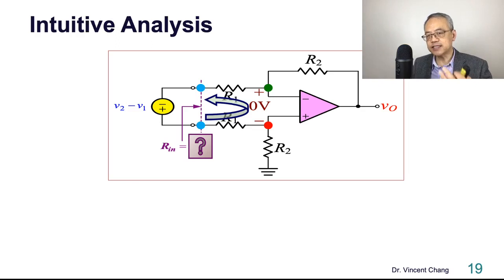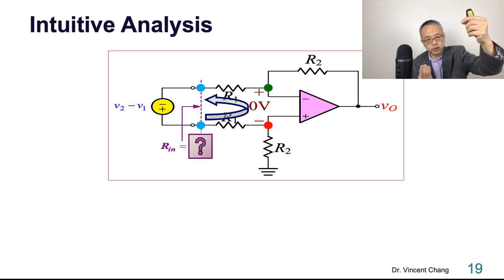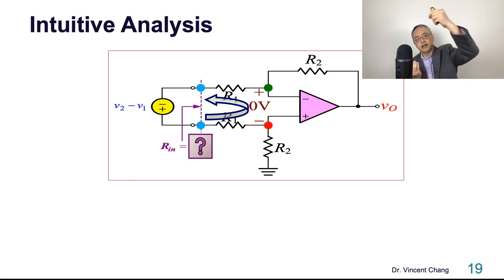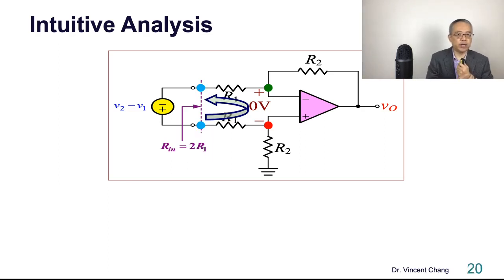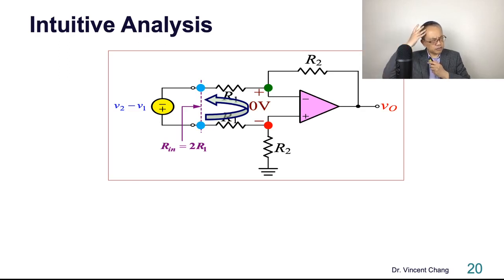Intuitive analysis by inspection. So two blue nodes. R1 in series with a short circuit called virtual short, and then in series with a second resistor R1. So it's 2R1. But some students are going to wonder, could this be true or false? What about the op-amp? What about R2?